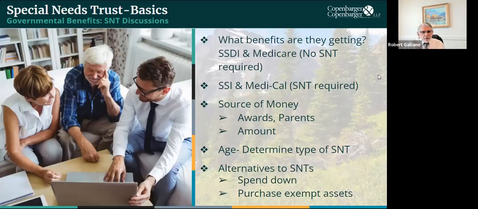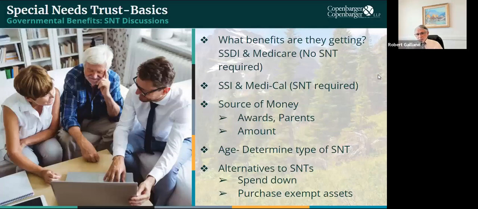Well, when we meet with potential candidates on this type of planning, we have to understand, first of all, what kind of benefits are they receiving? As I mentioned earlier, if they're receiving SSDI and Medicare, maybe there's no special trust requirements. If they're on SSI and Medi-Cal, special needs types of trusts are required.